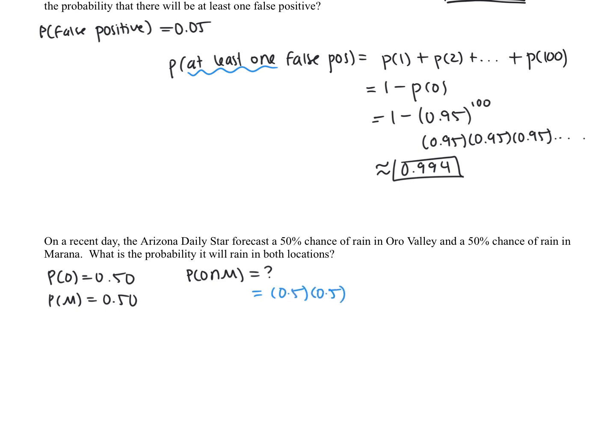Can we do that? Why not? They're not independent. So this one we cannot answer, because we are not told if they're independent or not. And in all likelihood, probably not, right? If it's raining in one location, it's likely to be raining in the other.